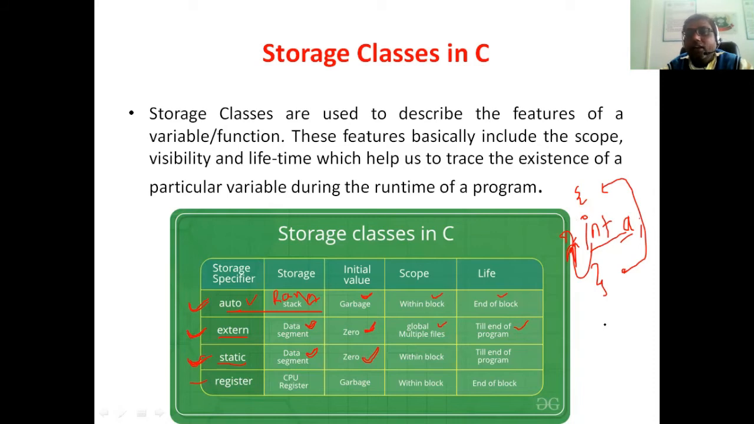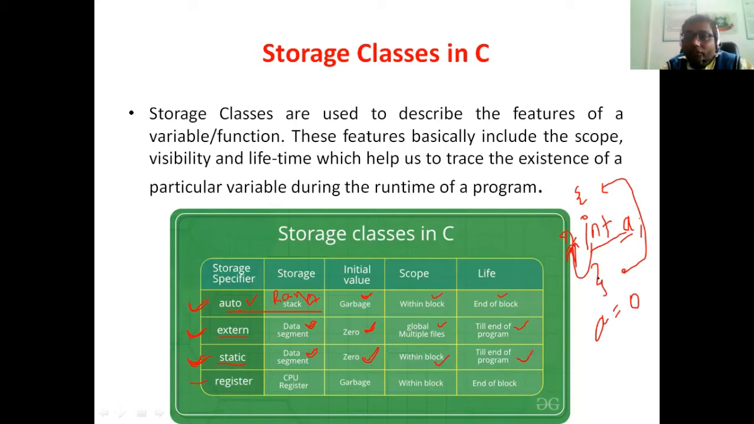Suppose you write static int a, that means by default the variable a contains the value 0. Initial value is 0. Then what is the scope for that particular static variable? A static variable is always local in the program. Local means where you have declared a variable as static, that variable can be accessed within that particular block, but its lifetime is till the end of the program.